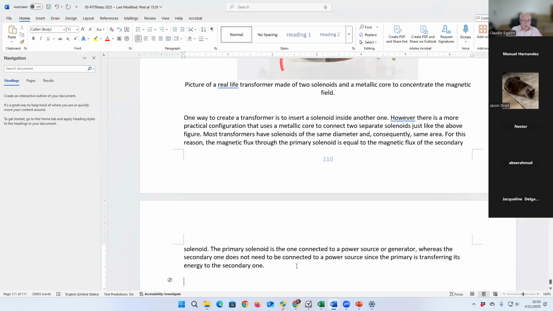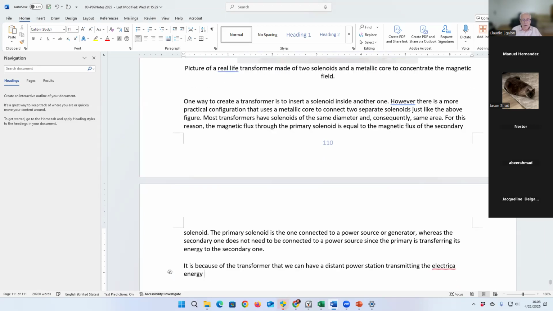Okay. It is because of this. It is because of the transformer that we can have a distant power station transmitting the electrical energy to our houses, right?